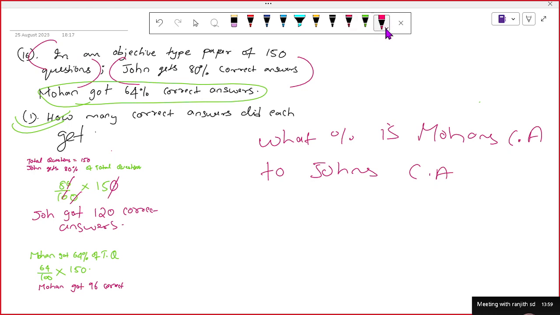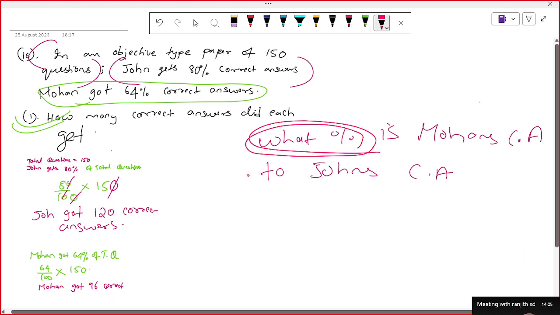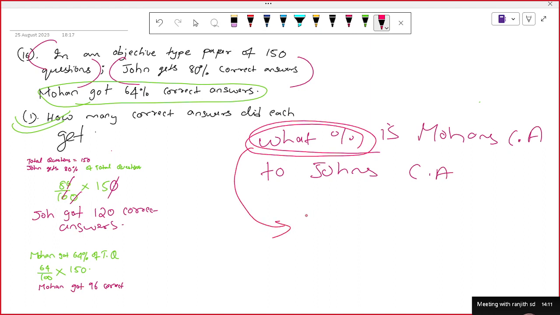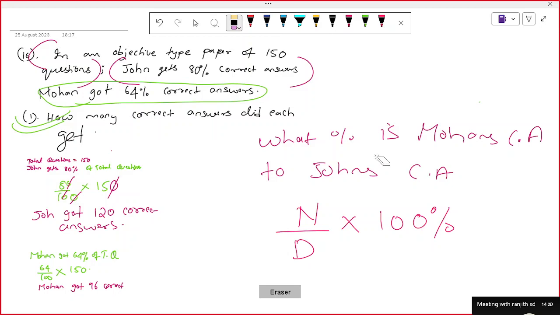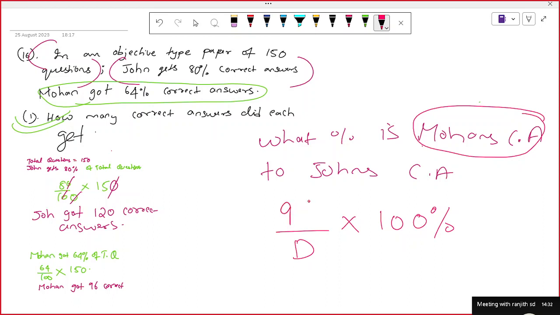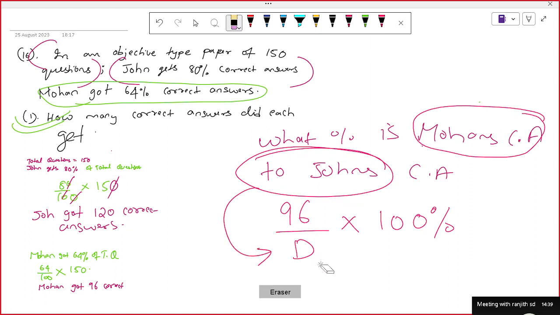Okay, subtraction is correct, a part of it is correct. So what are you supposed to find here? What percent. Okay, how do you find percentage? What did I teach you? You should have a numerator, a denominator, and multiply by 100%. What percent is Mohan's correct answer to John's? Mohan's correct answer will be the numerator. What is Mohan's correct answer? 96. To what? John's one, 120, into 100%.